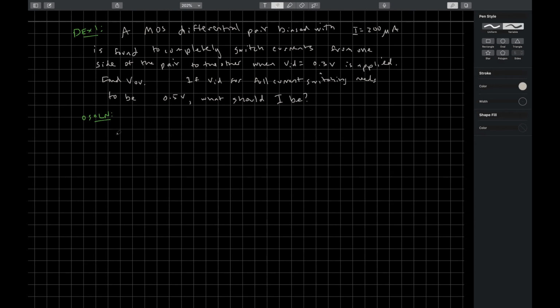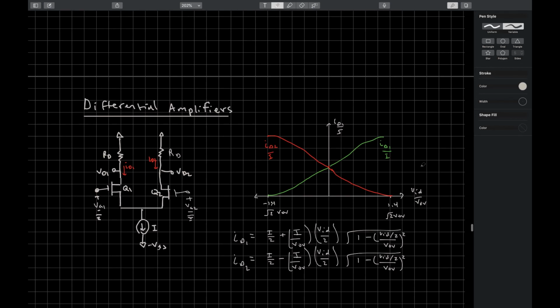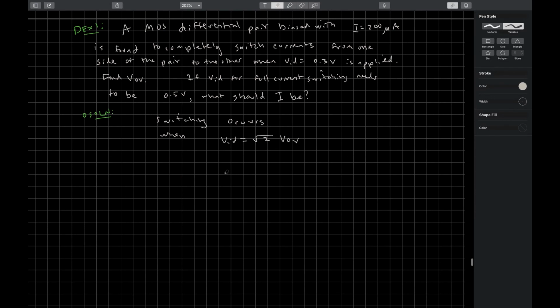I want to find the overdrive voltage if VID is 0.3 for full current switching. I know that switching occurs when VID is equal to the square root of 2 V overdrive. Just from the beginning of this video, I saw that. In fact, let's zip up for a minute. So I can see at square root of 2 V overdrive or negative square root of 2 V overdrive, that's where I switch from one side to the other. Okay, so all I've got to do is take 0.3 divided by the square root of 2 to get V overdrive. That's equal to 0.212 volts.